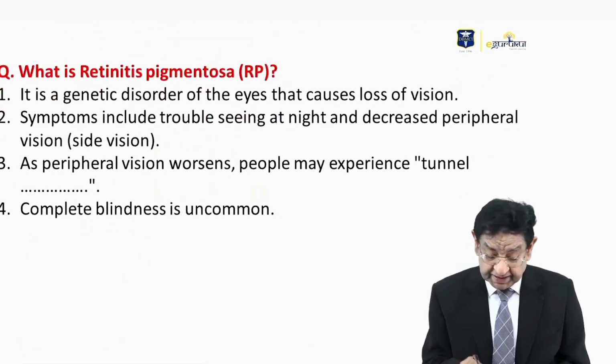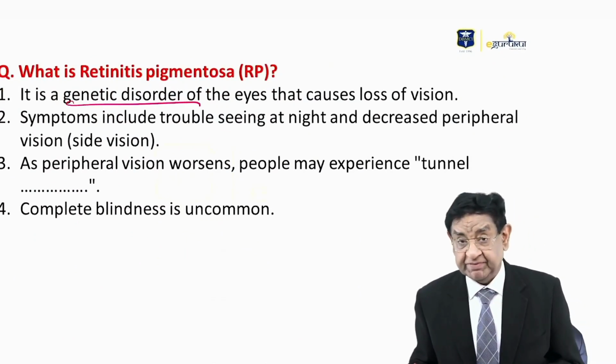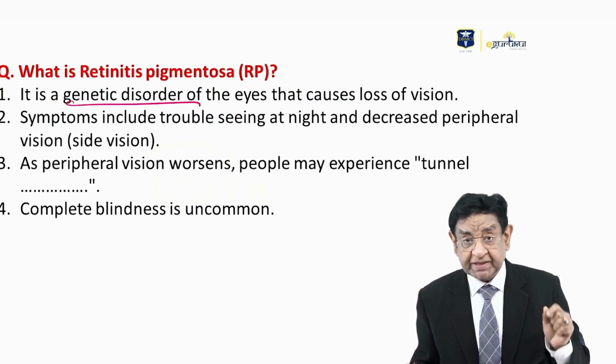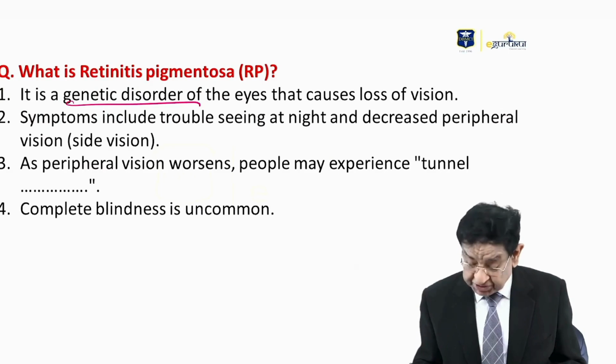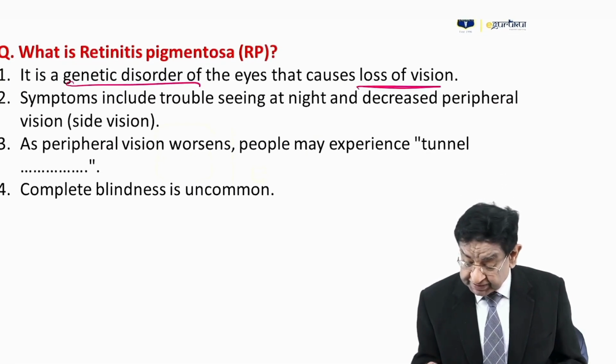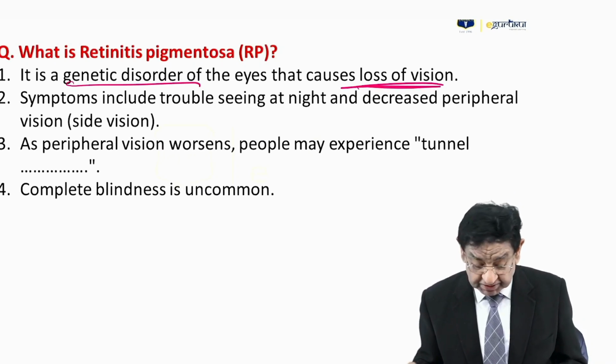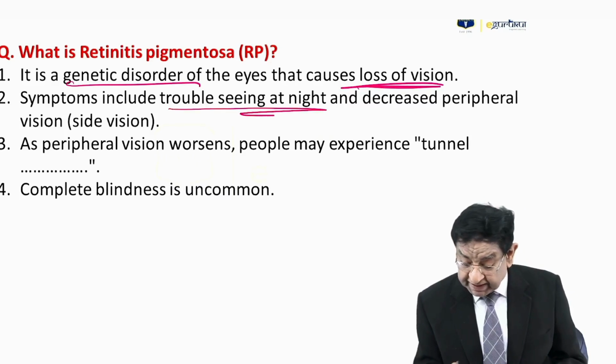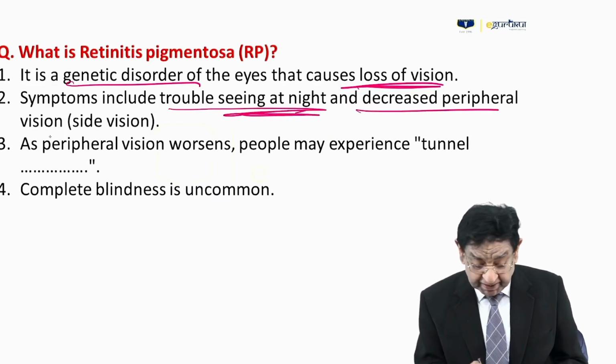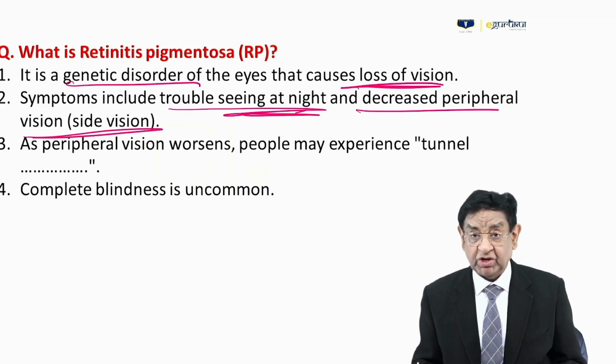Well, it's a genetic disorder. That means the family history will be positive and the patient will be having problems right from early childhood. This loss of vision is there. Our patient presented with headache, not with much vision loss. Symptoms include trouble seeing at night and decreased peripheral vision.